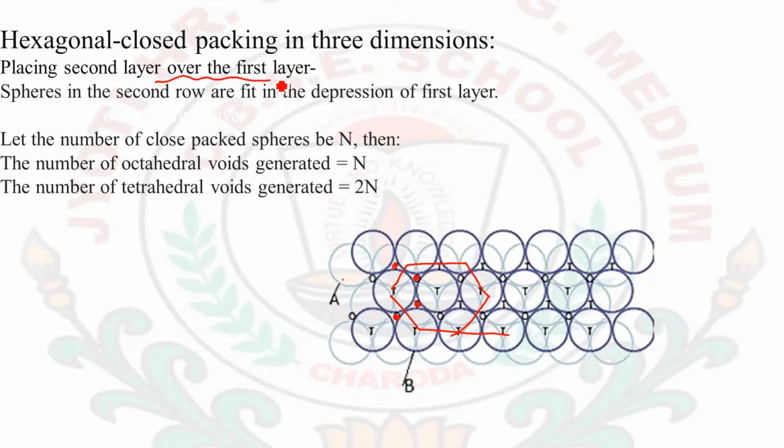Placing the second layer over the first layer, spheres in the second row are fitting the depressions of the first layer. Yes, I have told you that the gaps of the first layer have been covered by the second layer. The second layer's gaps are covered by the third, fourth, fifth, like this they are going on. Let the number of close packing spheres here be n. If n is the number of close packing spheres, then the number of the octahedral voids and the tetrahedral voids.